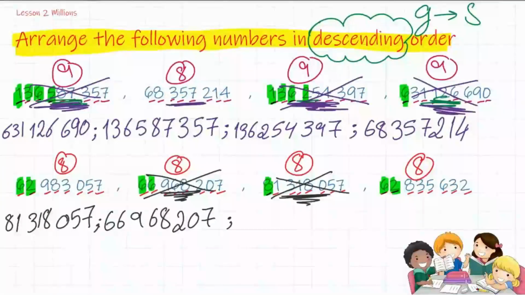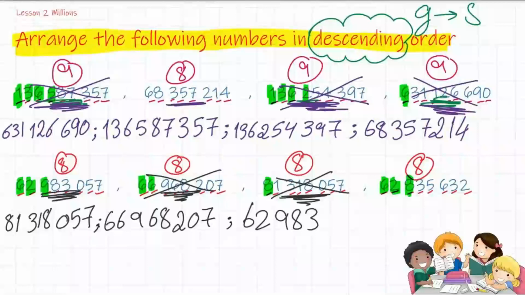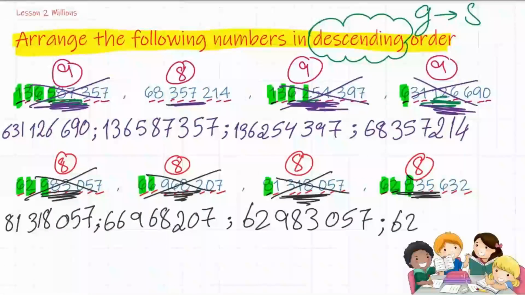And we have the last two numbers here. Let's compare between them. We have here 9 and we have here 8. Of course 9 is greater than 8. So let's write this number here, 62,983,057. Let's cancel it out. And the last number here, 62,835,632. So that's how to arrange millions in descending order from the greatest number to the smallest number.